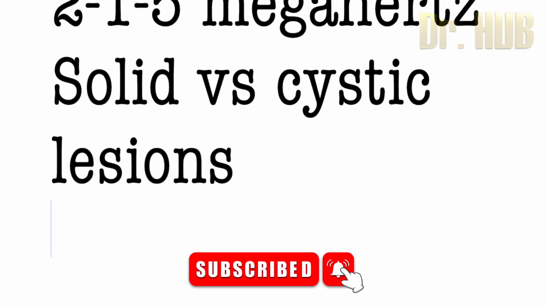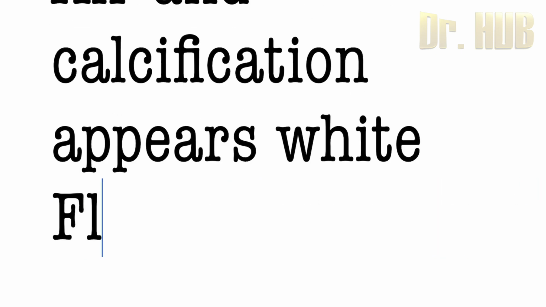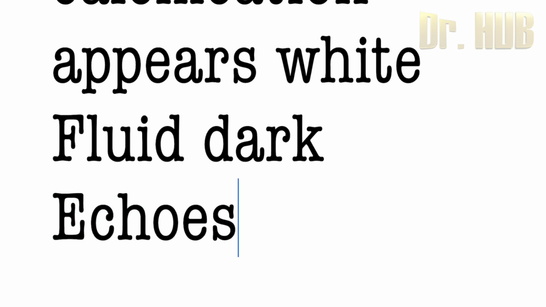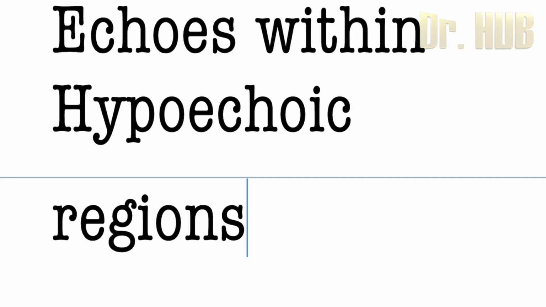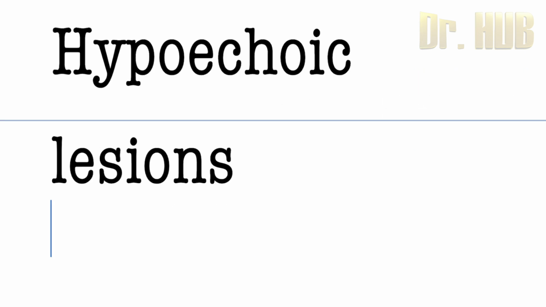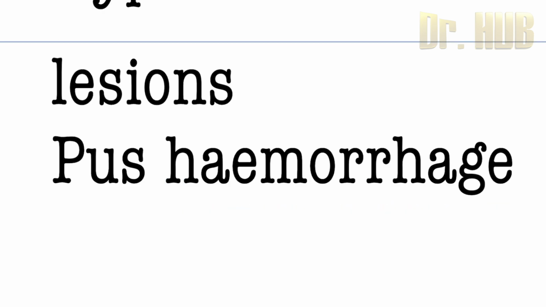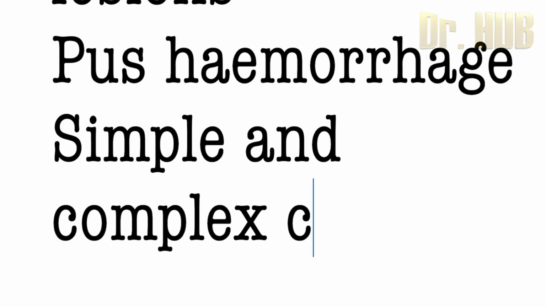So air and calcifications appear white. Next is the fluid. The fluid appears dark. And if there are echoes within the hypoechoic regions, so hypoechoic lesions, it could be pus as well as it could be hemorrhages. So it helps to differentiate between the simple and the complex cyst.